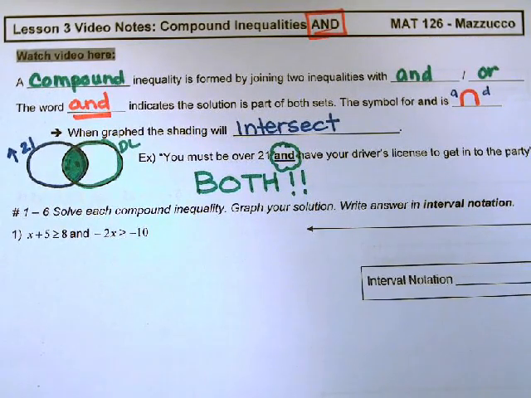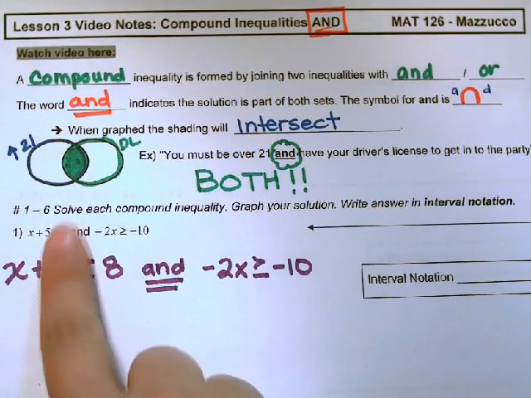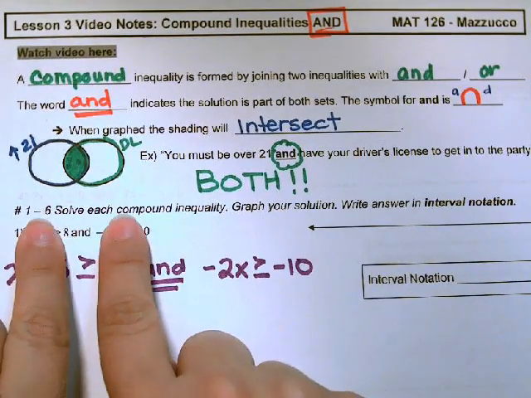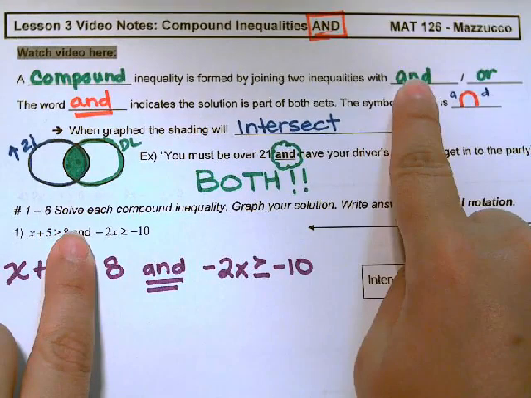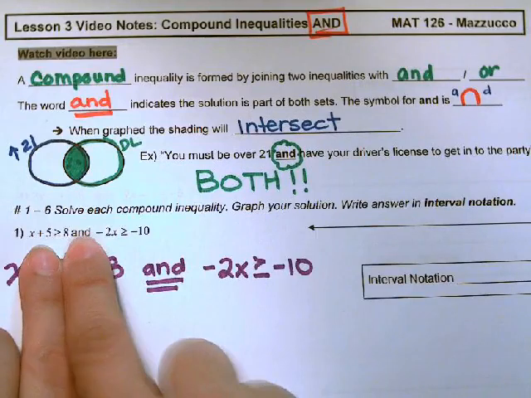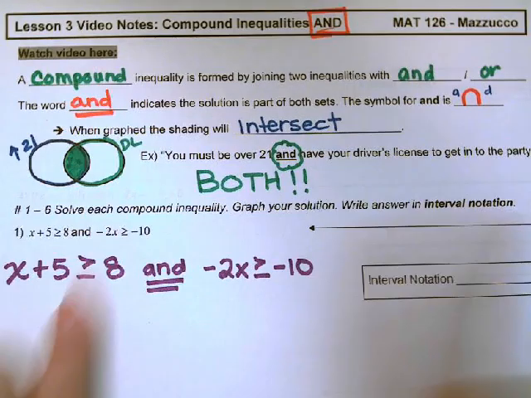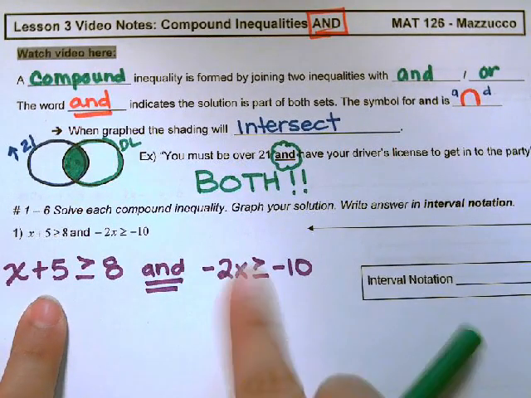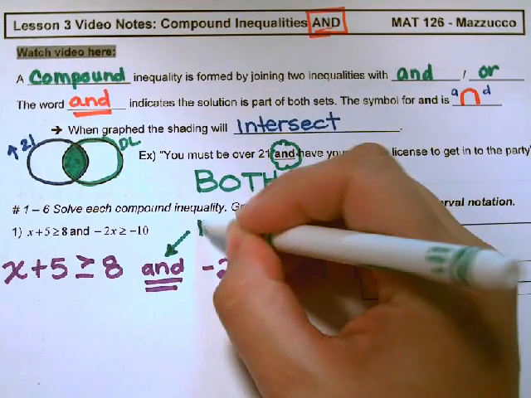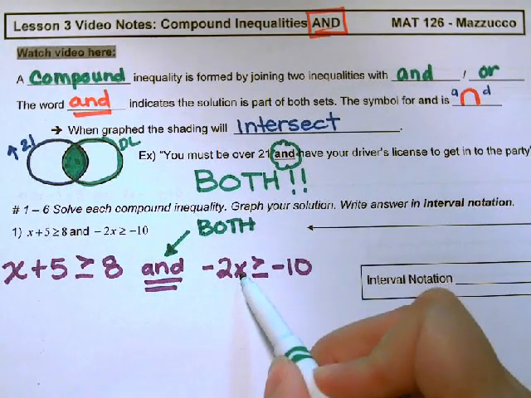So let's go ahead and do an example. It says solve each compound inequality. So compound inequality means you're going to have two inequalities, and in between it you'll have the word and or the word or. So this video focuses on and. It says graph your solution, write your answer in interval notation. Okay, so first of all, you look at this problem, and when you see the word and, you should be thinking about both. The values that work for this x and also for this x.